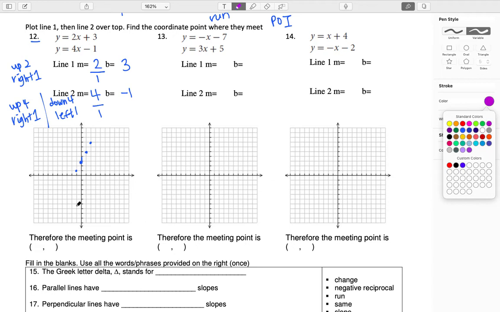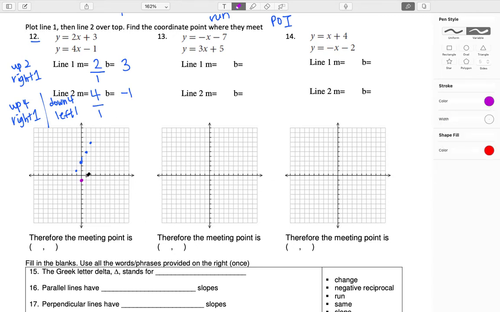For equation 2, I'm going to start at -1 here. That's my starting point. And then from here, I'm going to go up 4, 1, 2, 3, 4, right 1, and then up 4, right 1 again. So it looks like that.